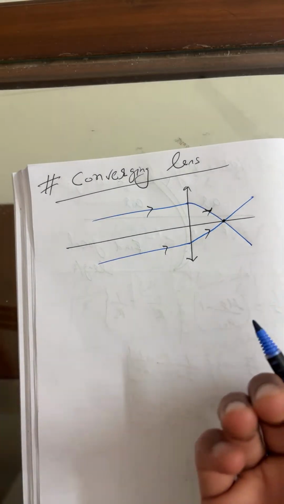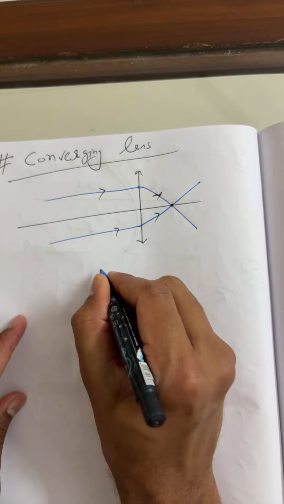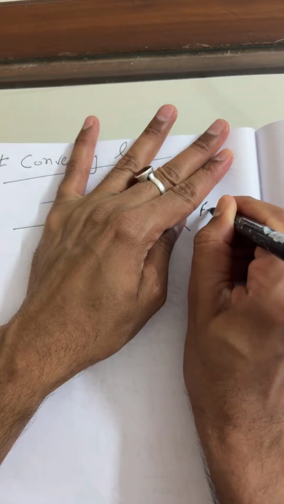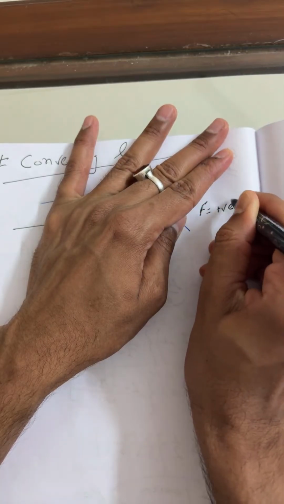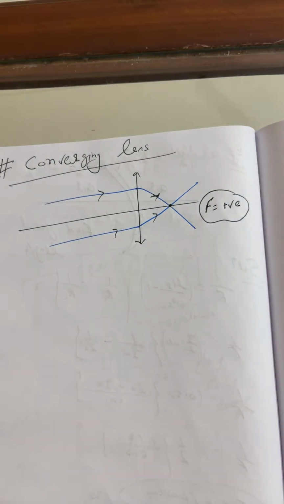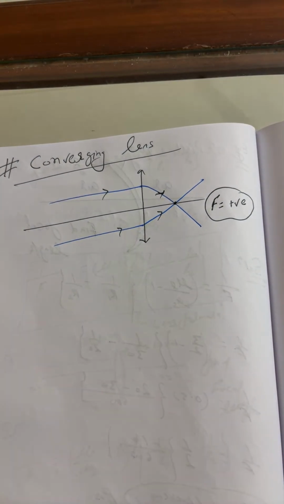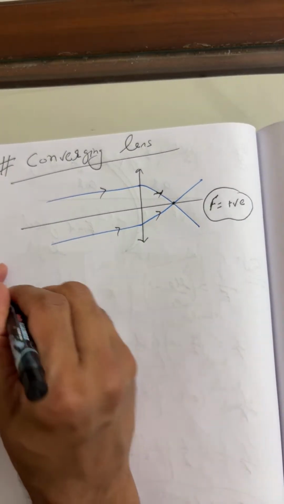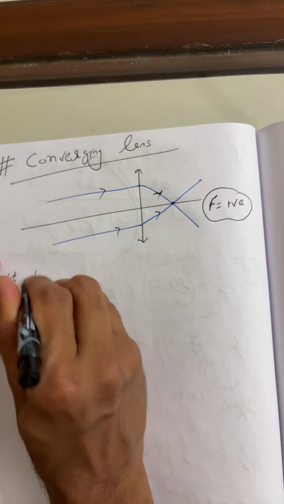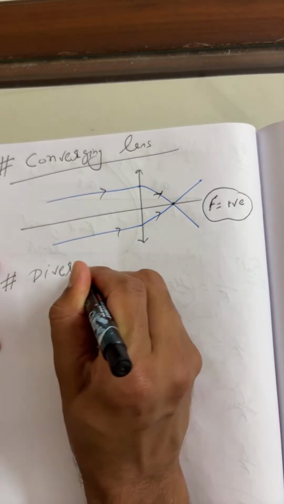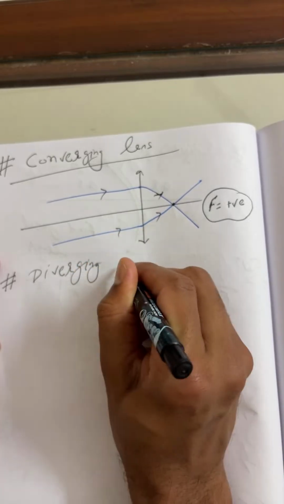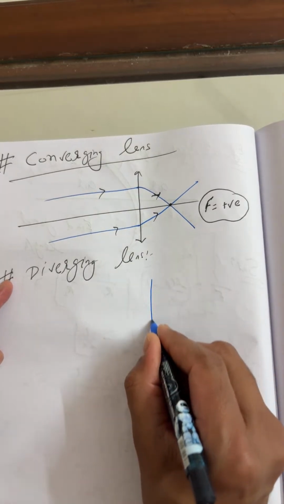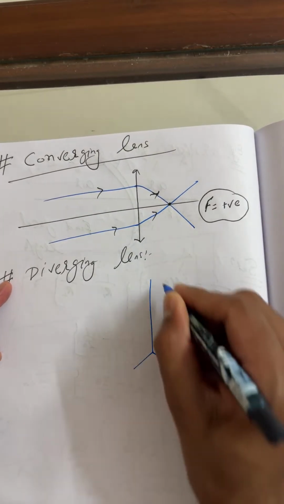So, how can we say whether lenses are converging or diverging? Students, if you are getting focal length positive, what you can say? We can say the given combination of lenses or given lens belongs to what? Converging lens. Okay, fine. Next, my dear, this is a diverging lens.